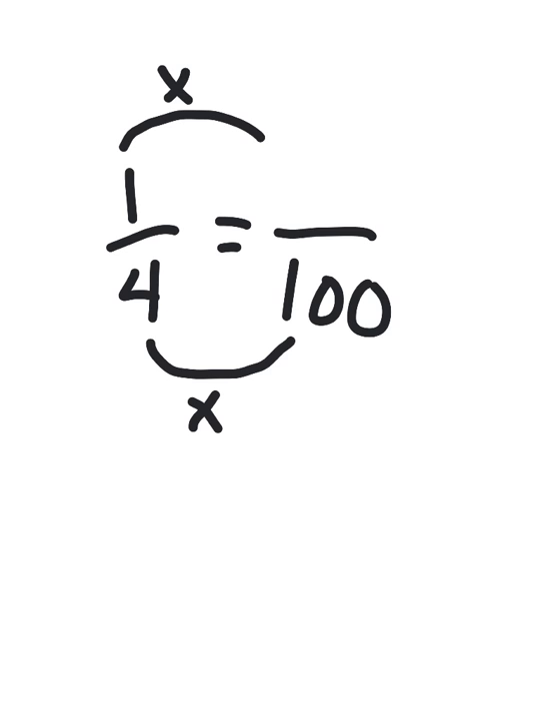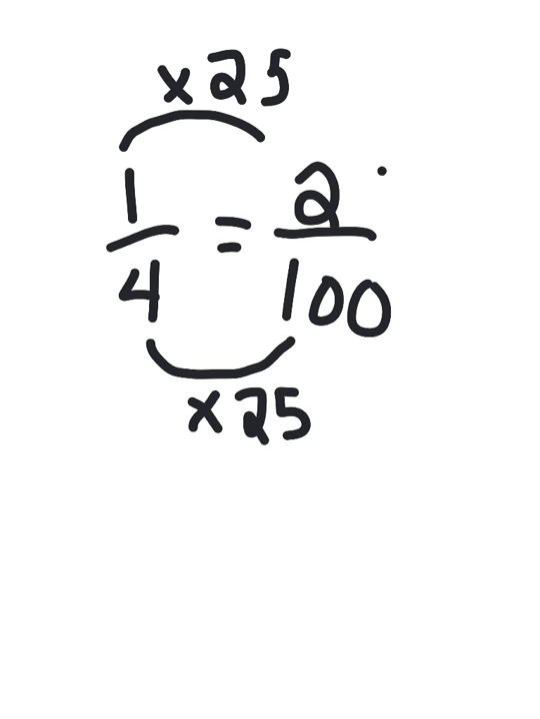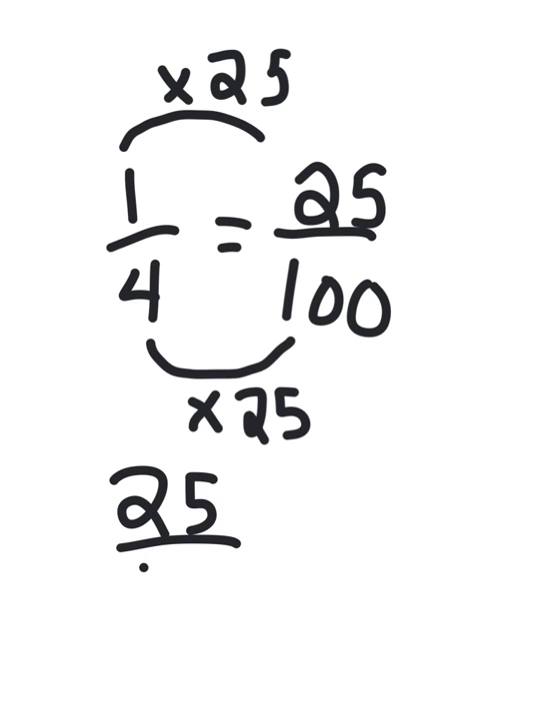I'm going to think back to money. I know that 4 quarters make $1. $1 is 100 cents. So 4 times 25 equals 100. So I multiplied 4 by 25 to get 100 here. That means I have to take 1 and multiply it by the same thing. So 1 times 25 gives me 25. So 25 over 100, that's fairly easy to do.